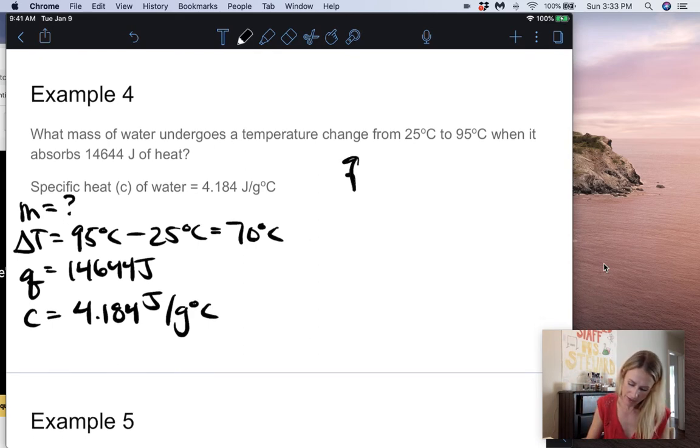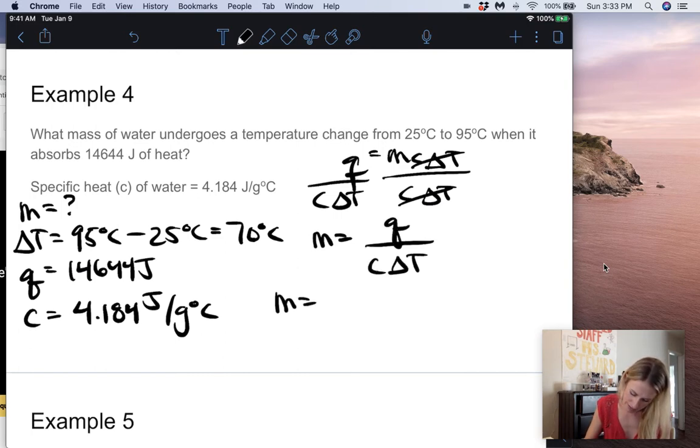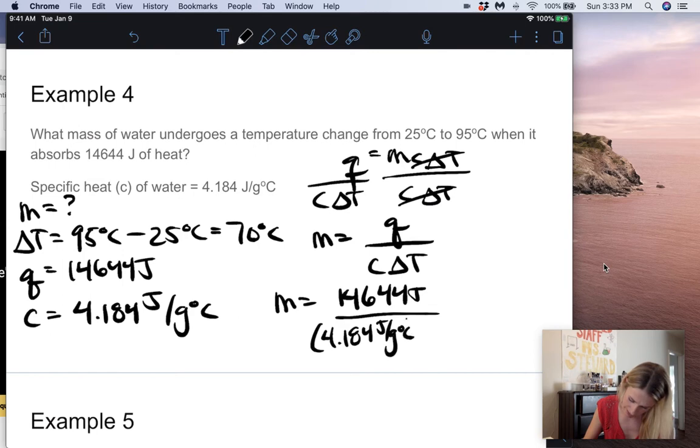So again, we know that Q is equal to m c delta T. I'm solving for m here, so I'm going to divide both sides by c delta T to get m by itself. So we get mass is equal to Q divided by c times delta T. Plugging in our numbers, mass is equal to our heat added, which is 14,644 joules, divided by the specific heat capacity, 4.184 joules per gram degree Celsius, times the change in temperature, which is a positive 70 degrees Celsius.